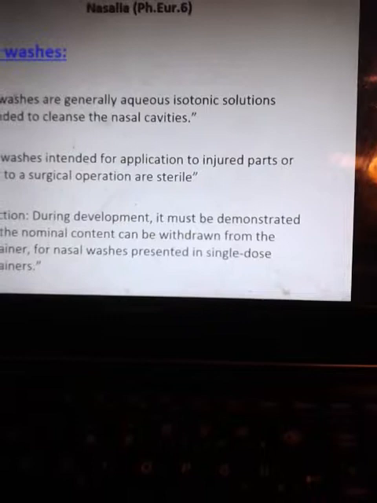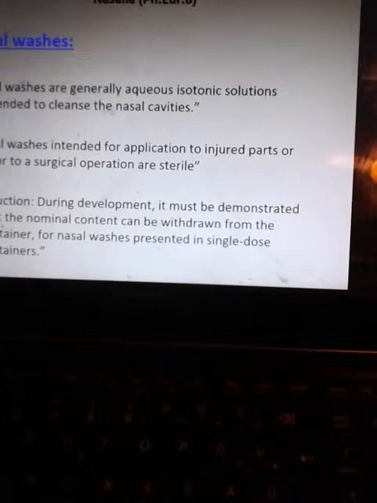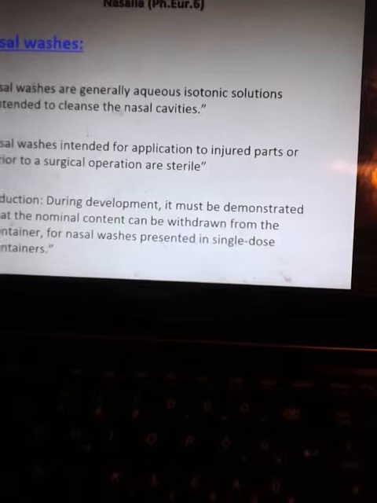During development, it must be demonstrated that the nominal content will be withdrawn from the container for nasal wash presented in a single-dose container. It should be single-dose in production, and the label should state it is only for nasal wash.